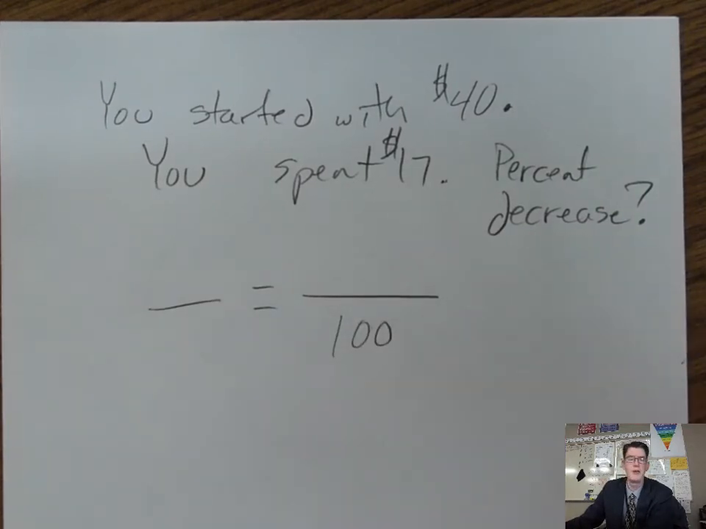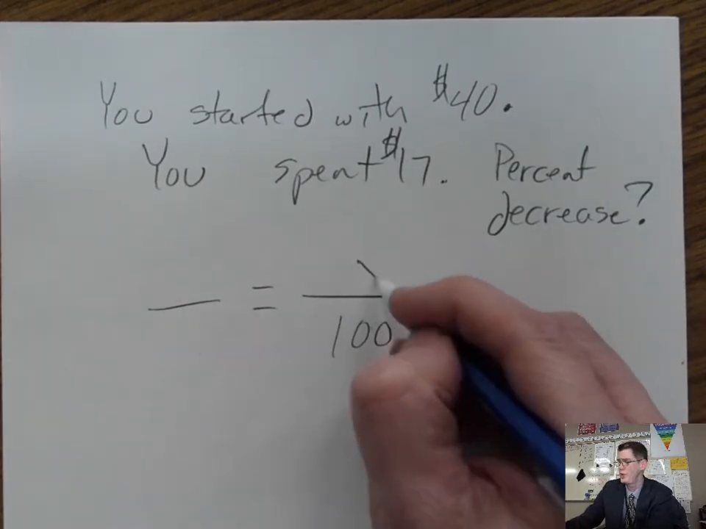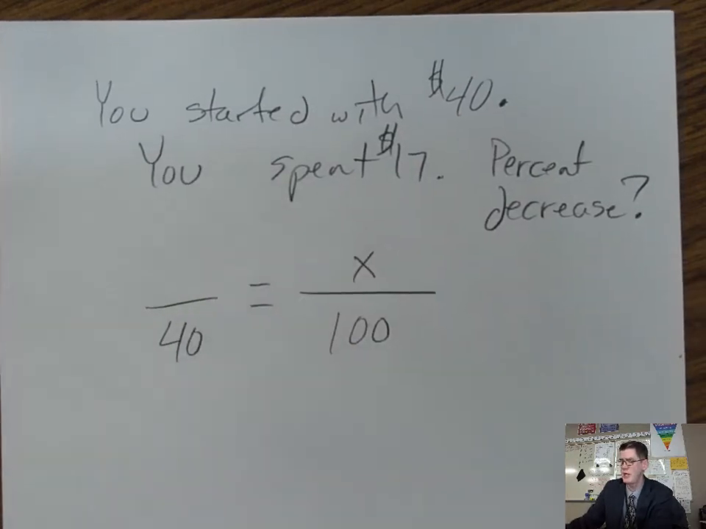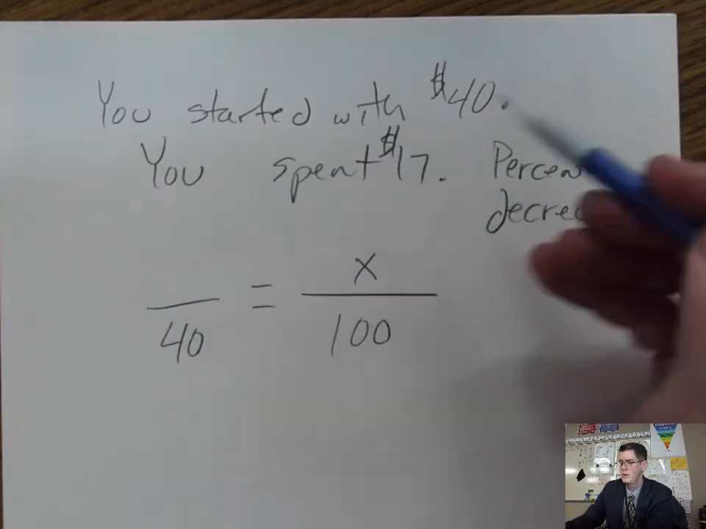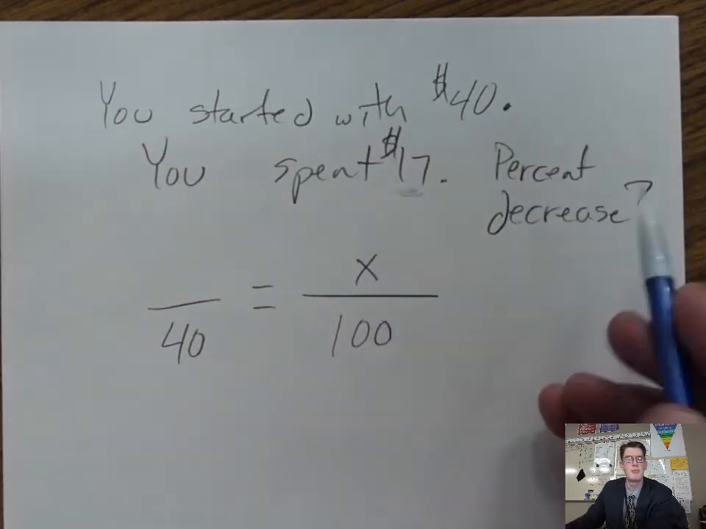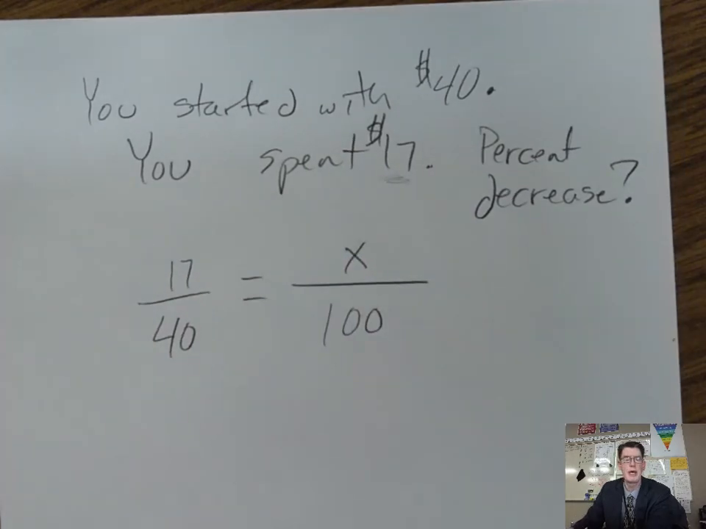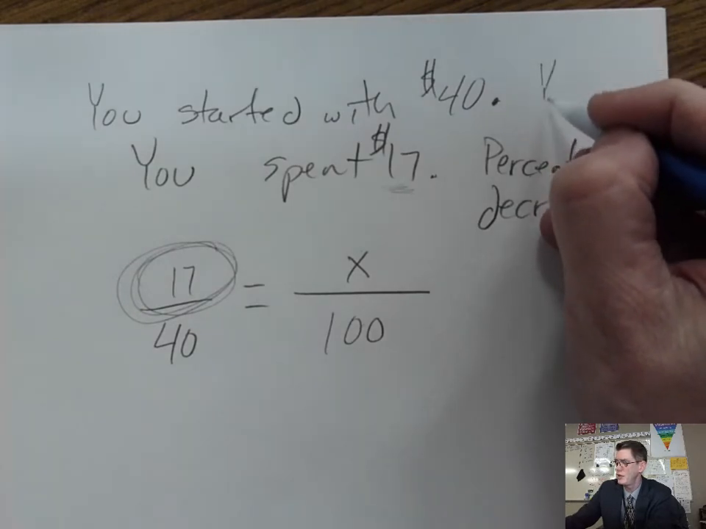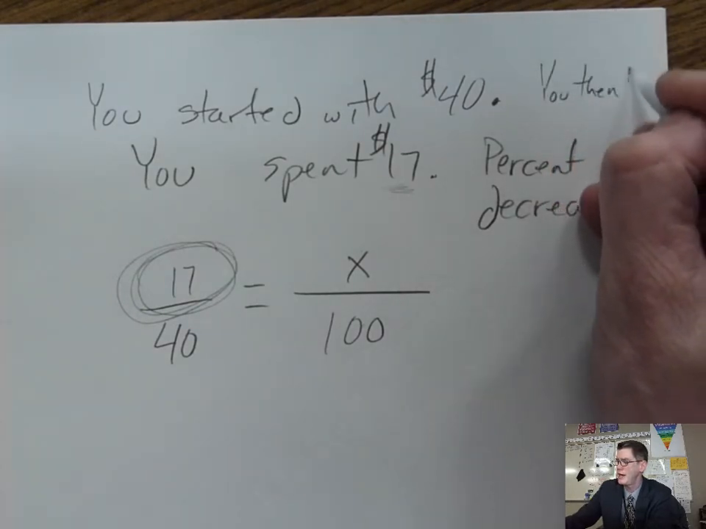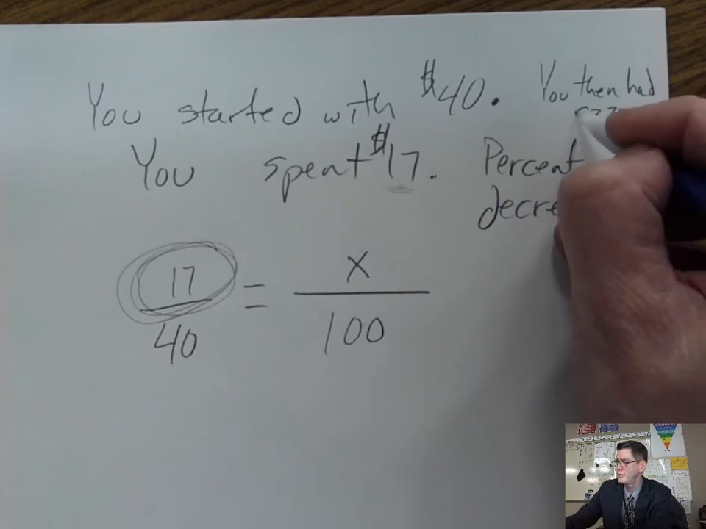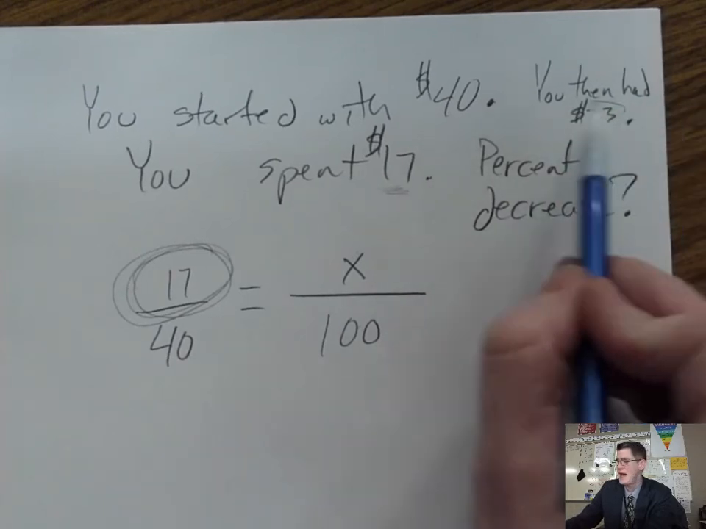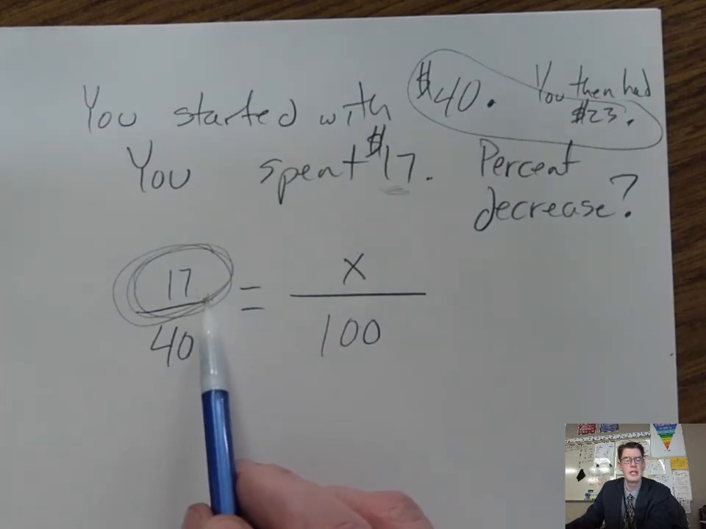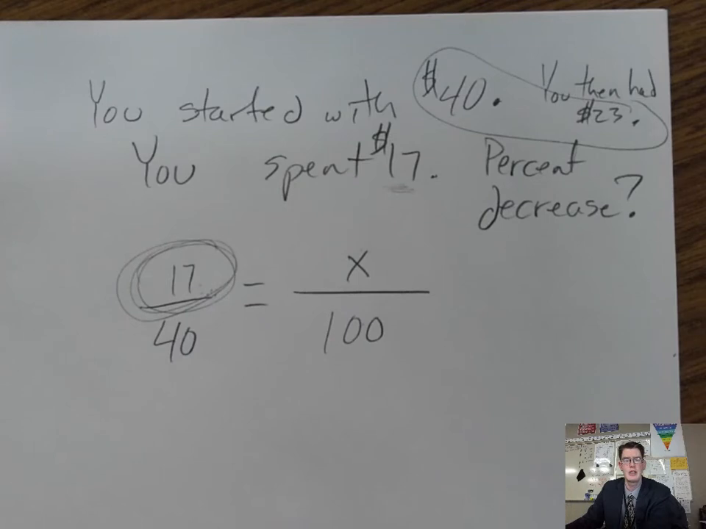So 100, we don't know what the percent decrease was, but the original, the starting, the main amount is 40. How much did it go down? Well, it went down, you spent 17. So if you spent 17, how much it changes goes there. If I would have said, you then had $23, if I would have said that, then you would have had to subtract those two to get the change. The amount of change goes on here, not the new amount. How much does it change?